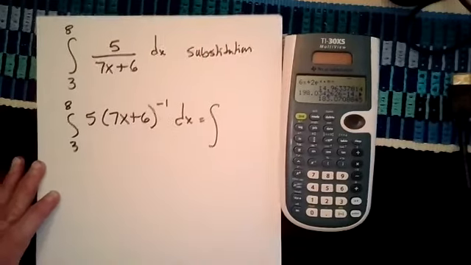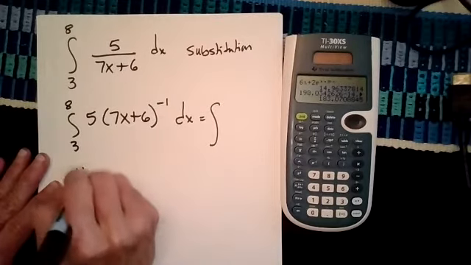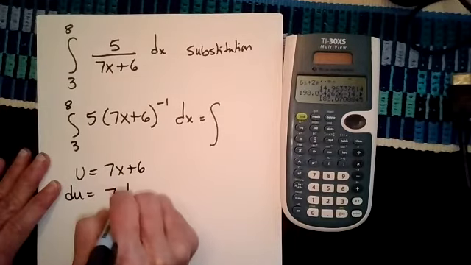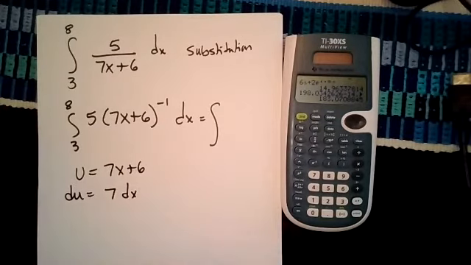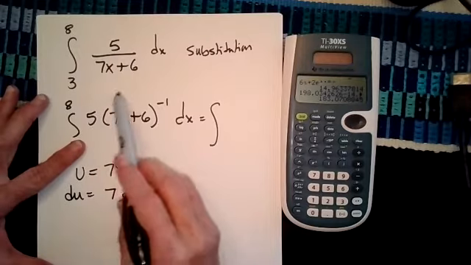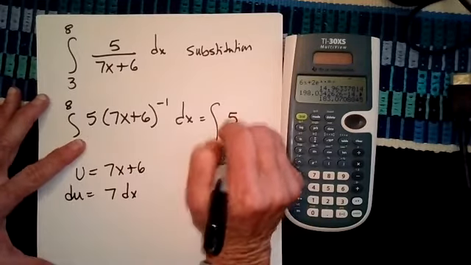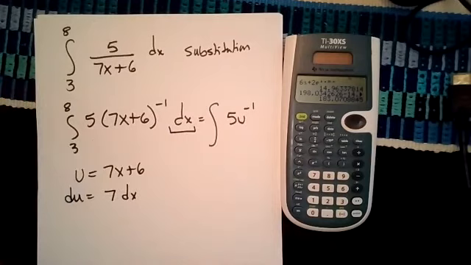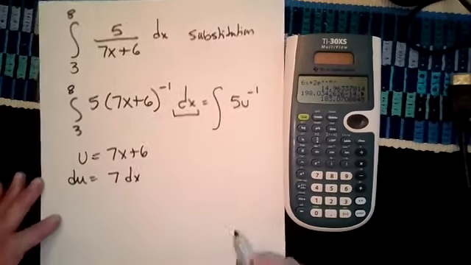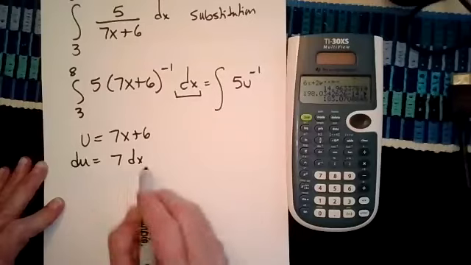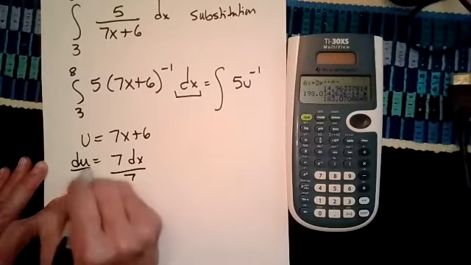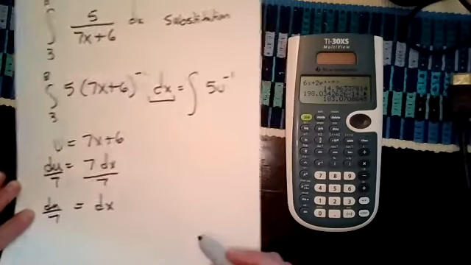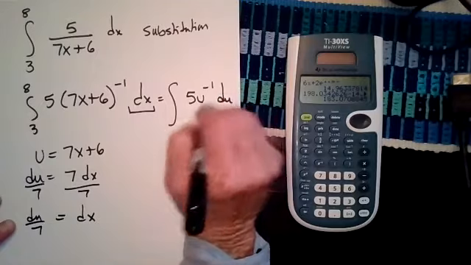All right, so let me work the substitution. Substitution means you have a u, which is the inside, and you find the derivative of u, which is 7 with respect to x. Okay, so look what I do. I always bring my constant term over, 5, and I know this is u to the -1. And I've got to substitute in for dx. Okay, so I'll look at my derivative. I have 7 dx. I just need dx, so I divide both sides by 7. So dx is du over 7.